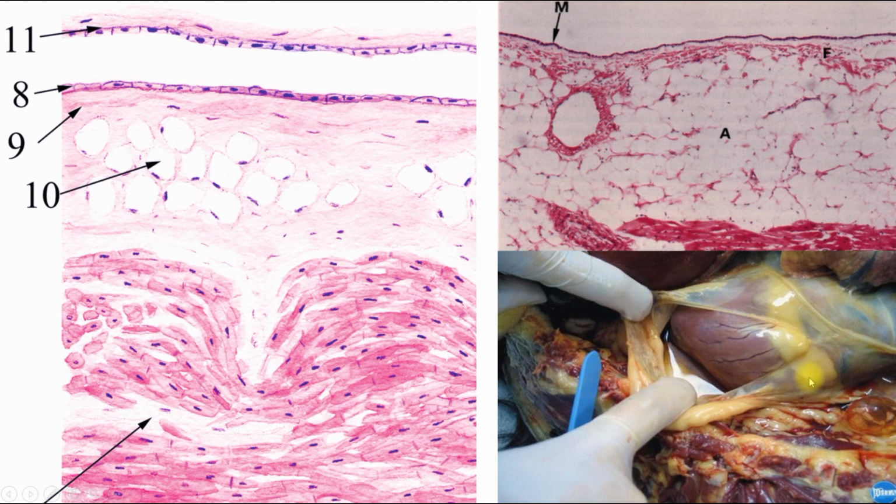Parietal layer forms heart bag and visceral layer covers heart. Parietal layer of pericardium and visceral layer, they have very similar structure. They have mesothelial lining, it's simple squamous epithelium, and there is thin layer of loose connective tissue under this epithelium.